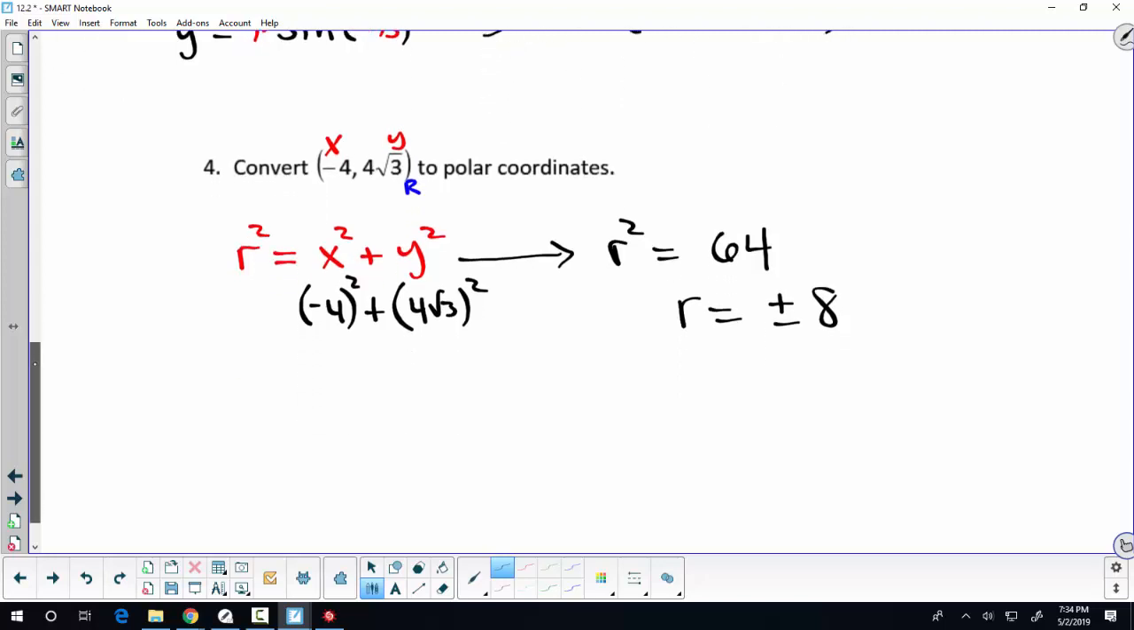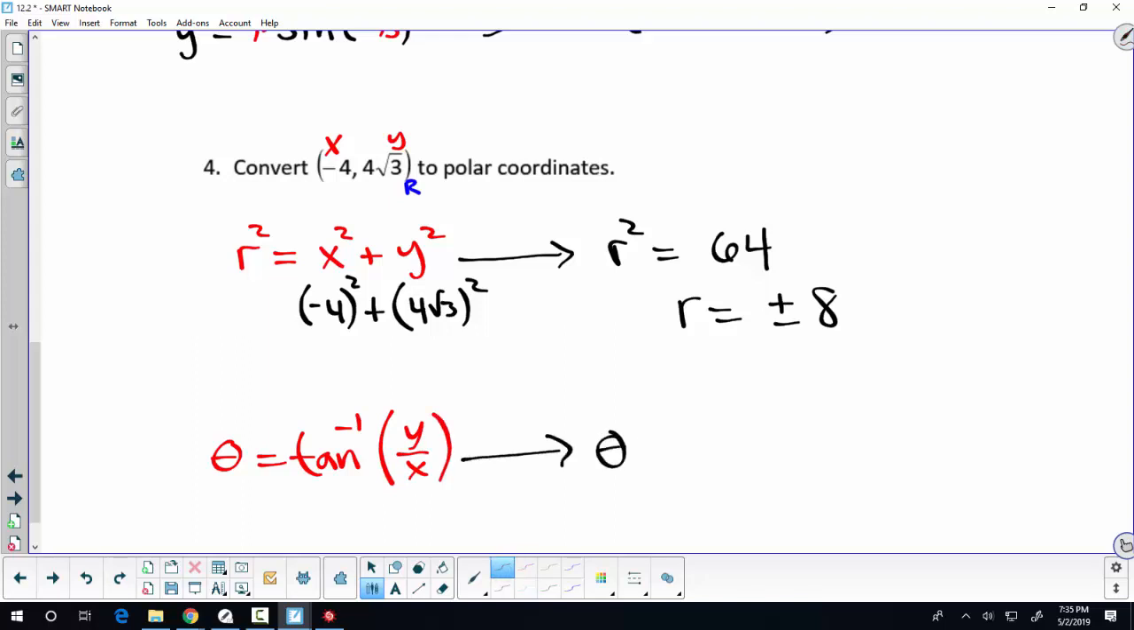Again, the issue comes when we take the inverse tangent, because the inverse tangent is going to output something between negative pi over 2 and pi over 2. So we have theta equals inverse tangent of y over x, which is negative root 3.